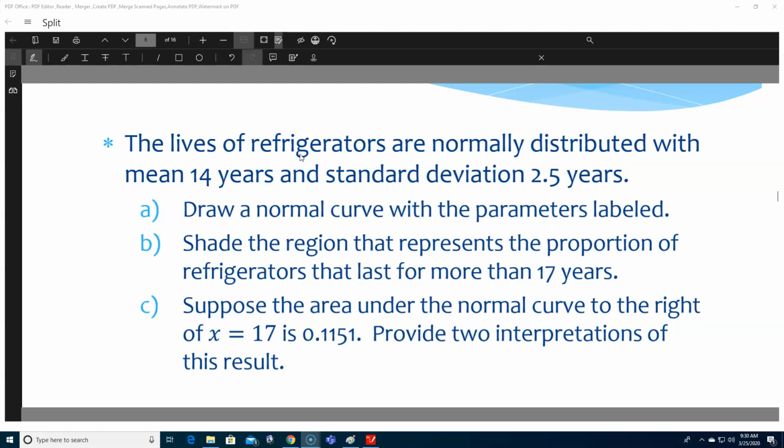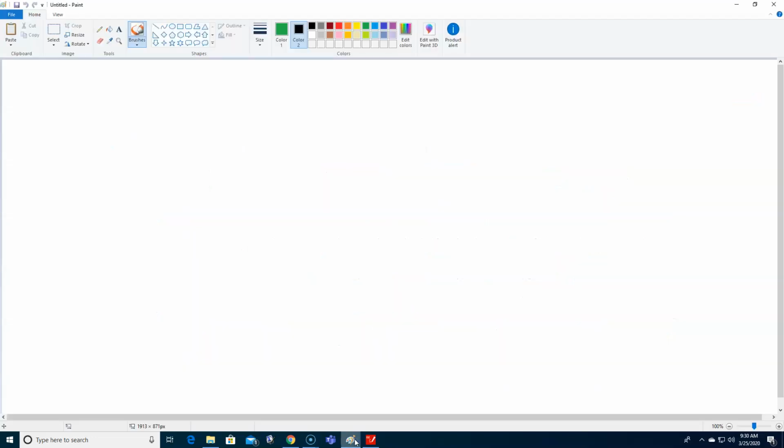The lives of refrigerators are normally distributed with a mean of 14 years and a standard deviation of 2.5 years. For the first part, we need to draw a normal curve with the parameters labeled. So let's do that first. Let's draw a basic normal curve.